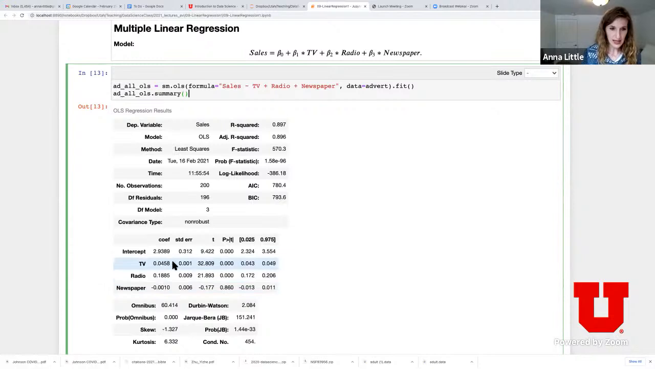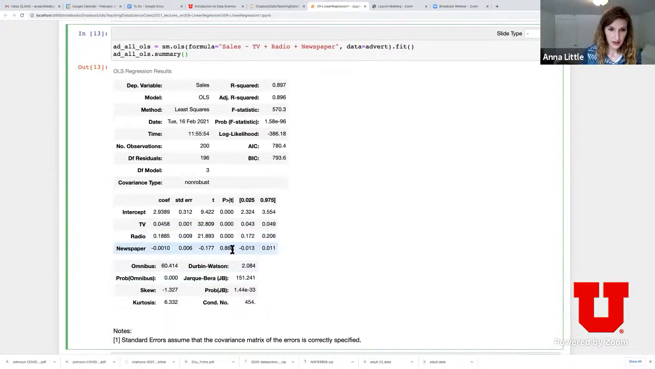And then you get a p-value associated with each of these slopes. And for TV, we see a p-value of 0, but you'll notice now for newspaper, we have a really high p-value of 0.86. And so this is telling us that this variable is not really contributing anything to this model, that we might as well just throw it out, okay? Because this p-value on this coefficient is so large.